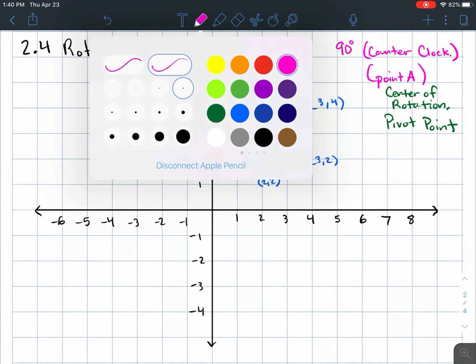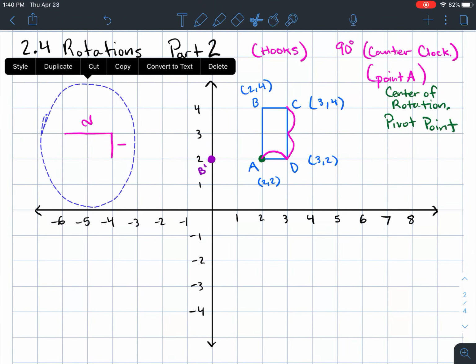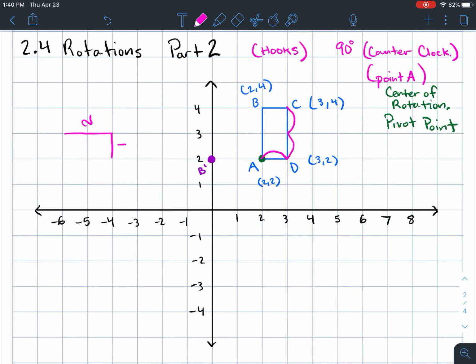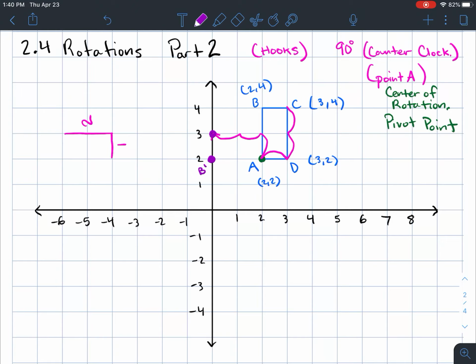C. From A, C is 1 unit to the right and 2 units up. A 90-degree rotation is going to end up changing it to 1 unit up and 2 units to the left. So that's going to be where our new C is.